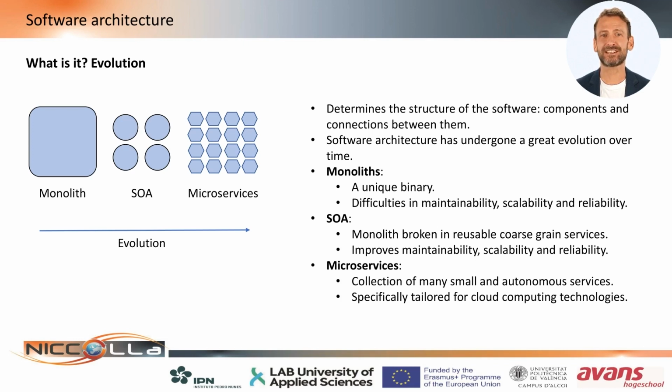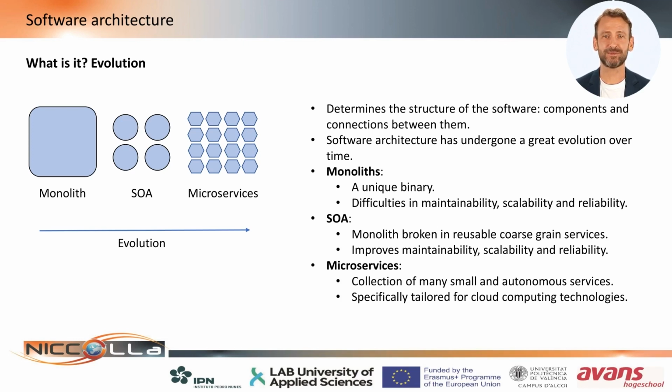Also, scaling the system is difficult since it is scaled as a whole, even if some subcomponents require more or less resources than others. Finally, the reliability of the system is questionable. If some part of the monolith fails, it typically crashes the full system. The service-oriented architectures, or SOA, try to alleviate these problems. To that end, the monolith is broken into different reusable units called services. Each service is coarse-grained, and it implements a subset of the whole system's capabilities. Each service communicates with the rest through well-defined interfaces.